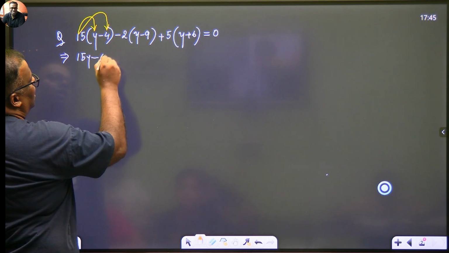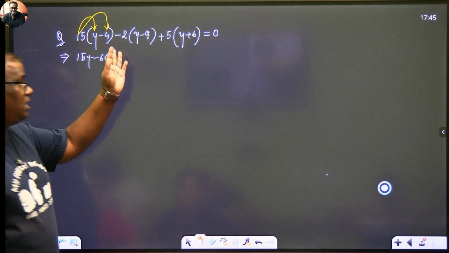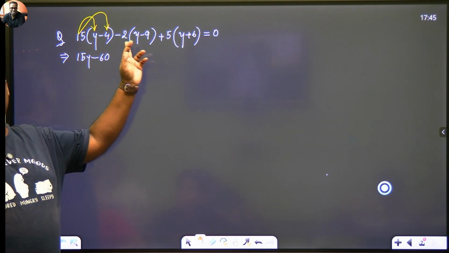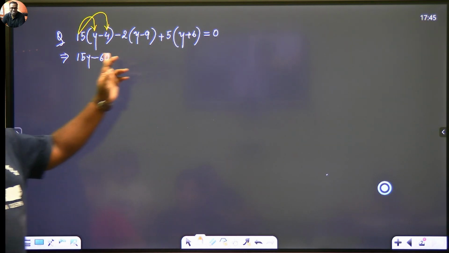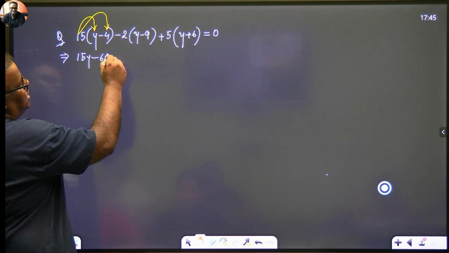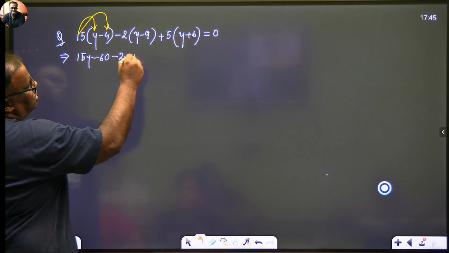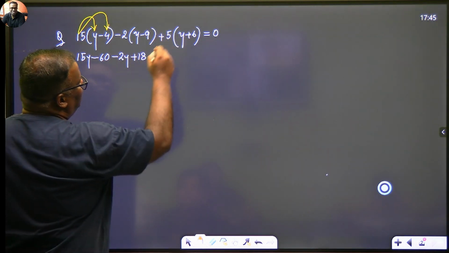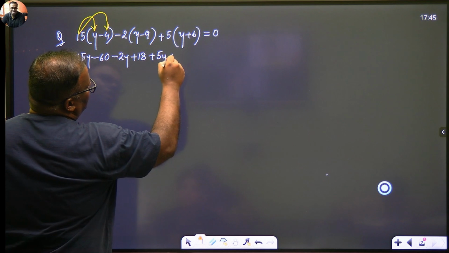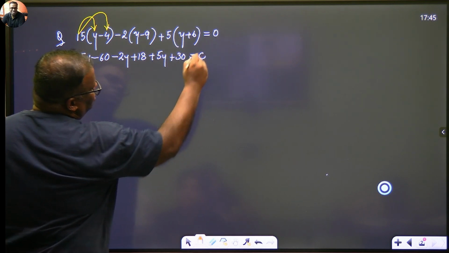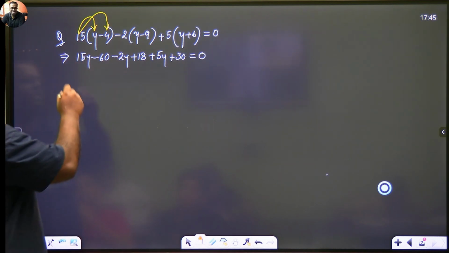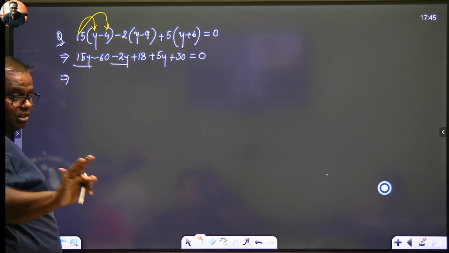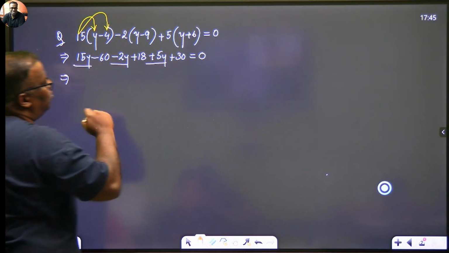Now tell me, if 15 rates this fellow, what will be the value? 60. Agreed? Next step, we have got a lafra. Watch out. Next, we have -2 multiplying this bracket. So you use -2. So it will be -2y positive 18. Did you understand? The next one is again a positive 5. So it's a positive 5y and a positive 30 equals 0. Agreed? Now let's see how many y terms we have.